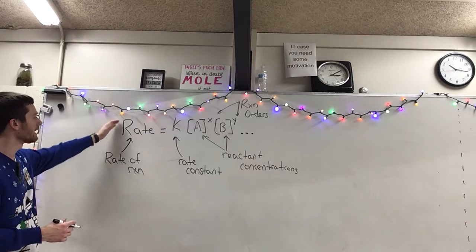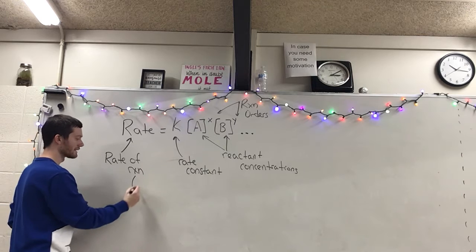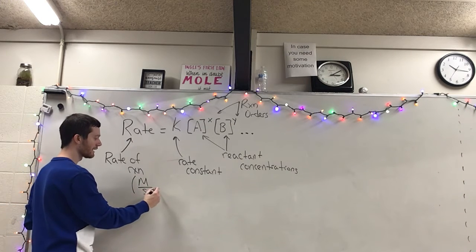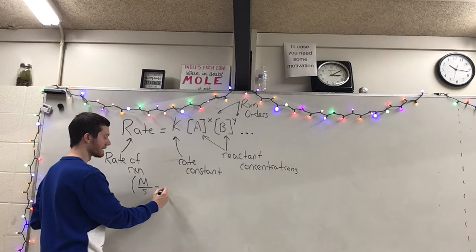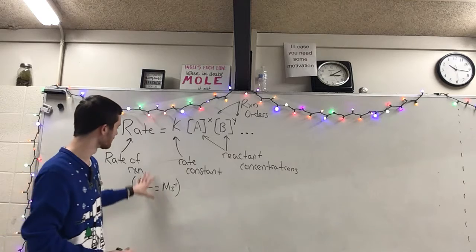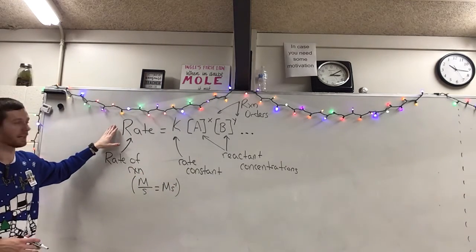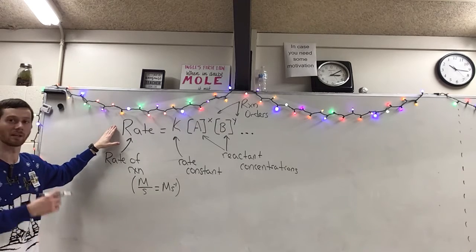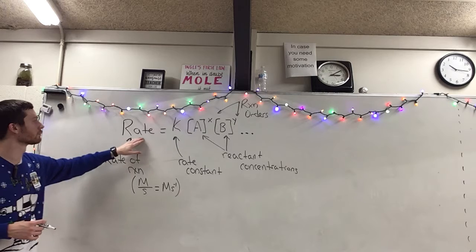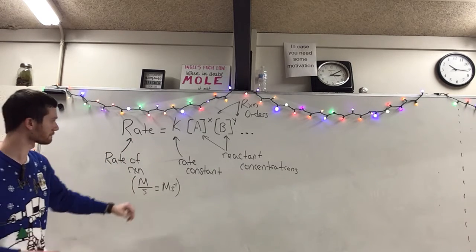So the rate on the left is simply the rate of the reaction, and in most cases, we measure that in molarity or molar per second, which can also be written as molarity inverse seconds. So the most common way of notating the rate of a reaction. And you could think of that as maybe products being formed at a rate of 2 molar per second, or reactants being consumed at a rate of something molars per second.